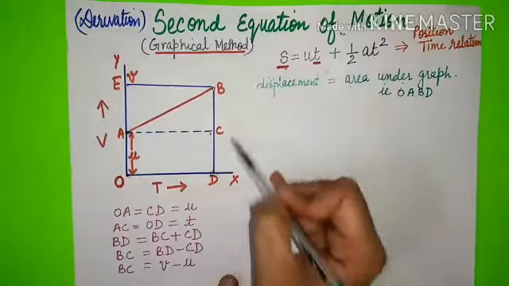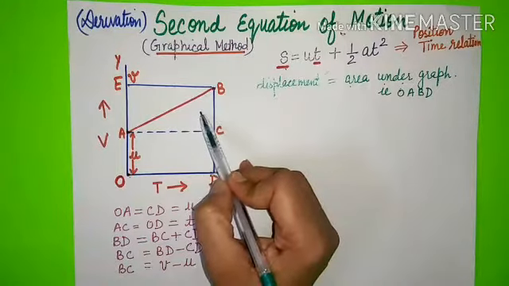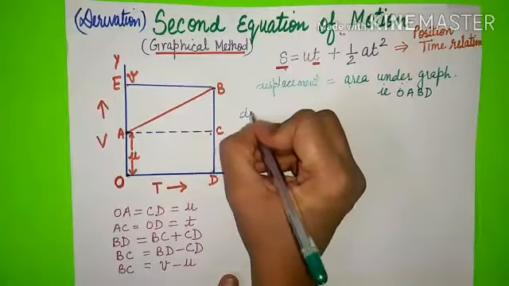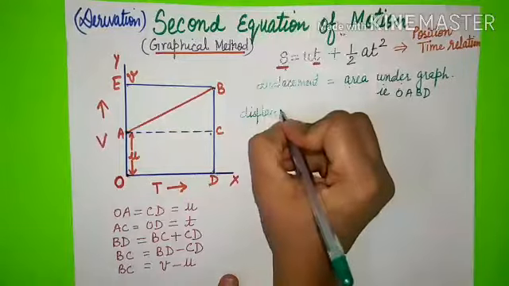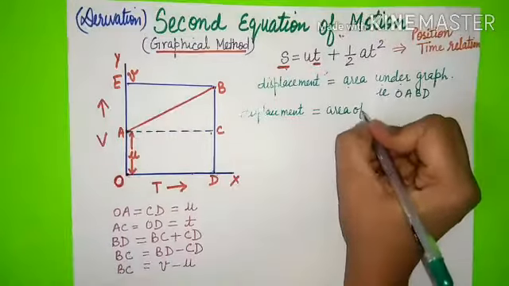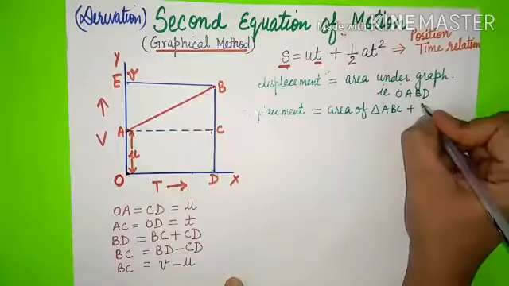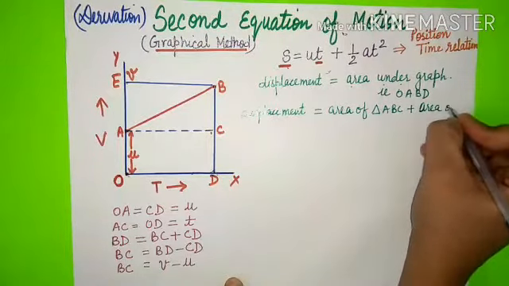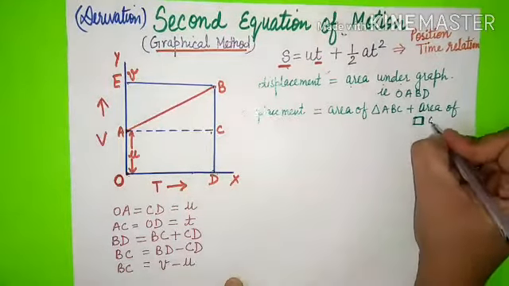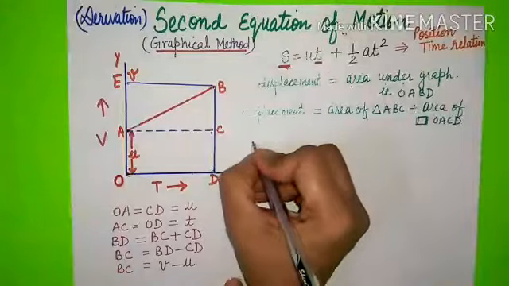So the total area of this figure is equivalent to the sum of the area of the triangle and the area of the rectangle. We can write that displacement is equal to the area of triangle ABC plus the area of rectangle OACD.